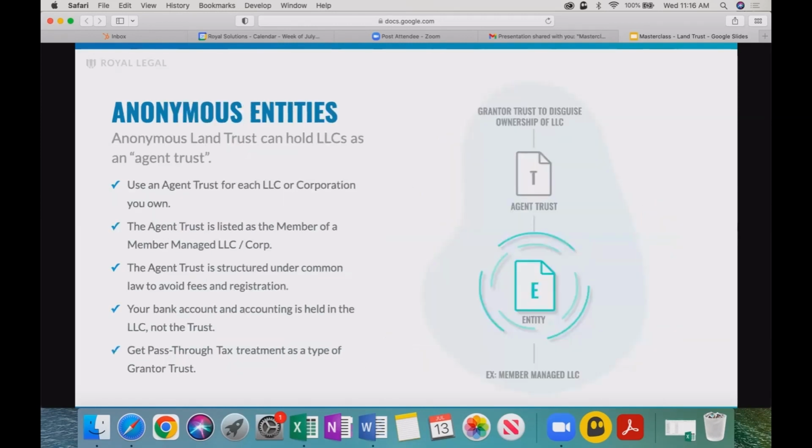So, anonymous entities. This is a version of a land trust that we do. It's not called a land trust. We call it an agent trust. But basically, at the bottom end, at the county record level, if I'm looking in the county, I'm going to see Scott Smith is trustee of the 123 Main Street Land Trust.